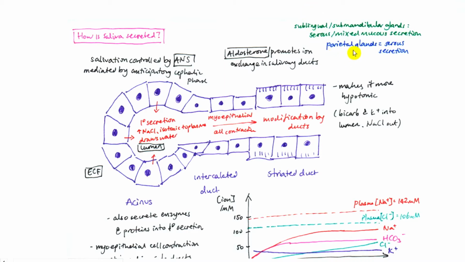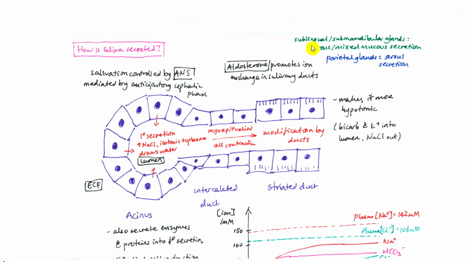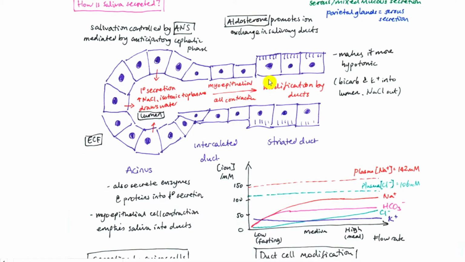So you have two groups of salivary glands, the sublingual or submandibular glands, which produce a serous and mixed mucus secretion, and the parietal glands, which just produce a serous secretion. If we zoom in onto a salivary gland, this is a set of cells which forms an intercalated duct, a striated duct, and an acinus. The acinus cells secrete enzymes and proteins into a primary secretion in the lumen, and myoepithelial cell contraction empties the saliva into the ducts.